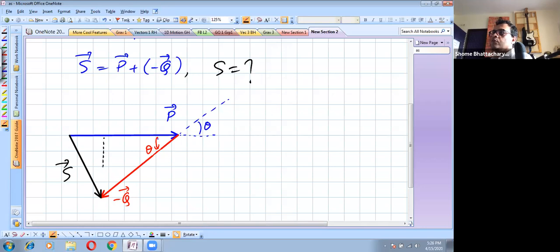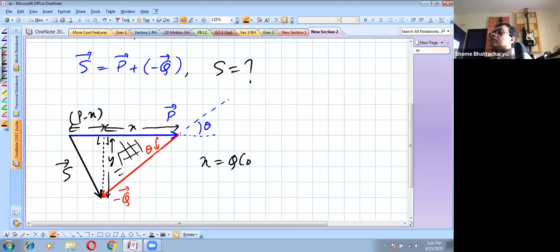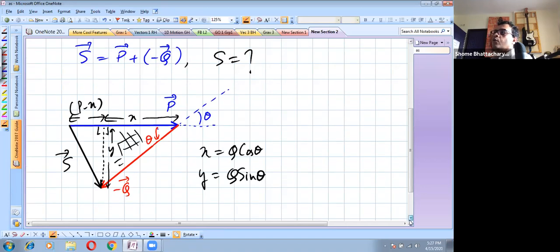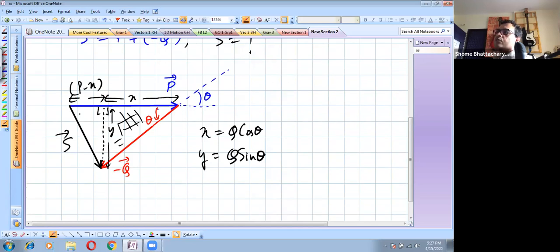So from here, first of all, we drop a perpendicular. In that perpendicular, if this side is now X and this side is now Y, then this side is becoming how much? It is becoming P minus X. So once again, using trigonometry on this triangle which I'm shading, you can see that X is going to be Q cos theta, because X upon Q is nothing but cos of this angle, base upon hypotenuse. And similarly, Y is going to be Q sin theta, because sin theta is nothing but perpendicular upon hypotenuse, so it's Y upon Q.